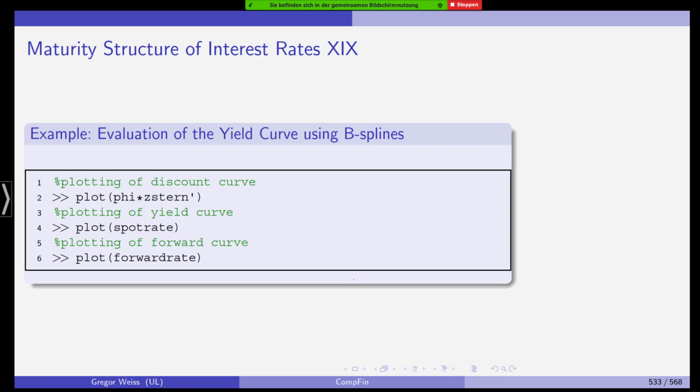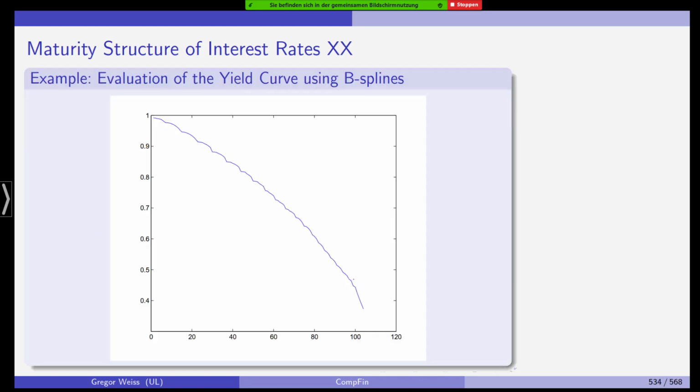First of all, the discount, then the yield, and then the forward curve. This is the yield curve using B-splines. As you can see, it starts out at 1. If we have a payment that is due now, we don't need to discount this, so actually this is 1. If we have a payment that comes in, let's say 30, 20 years, the discounting effect will be very high.